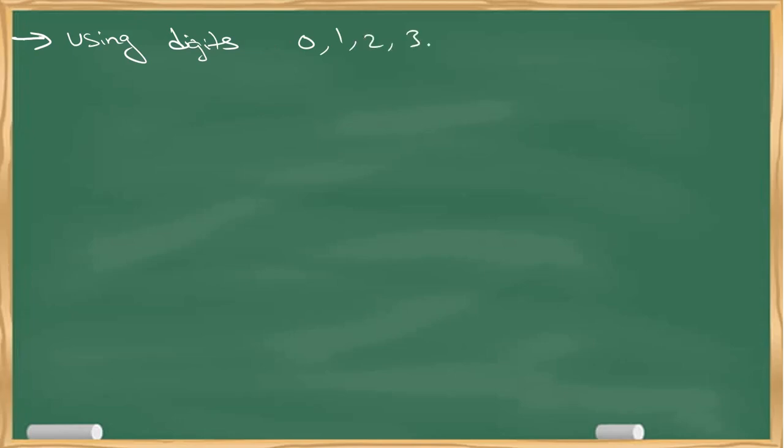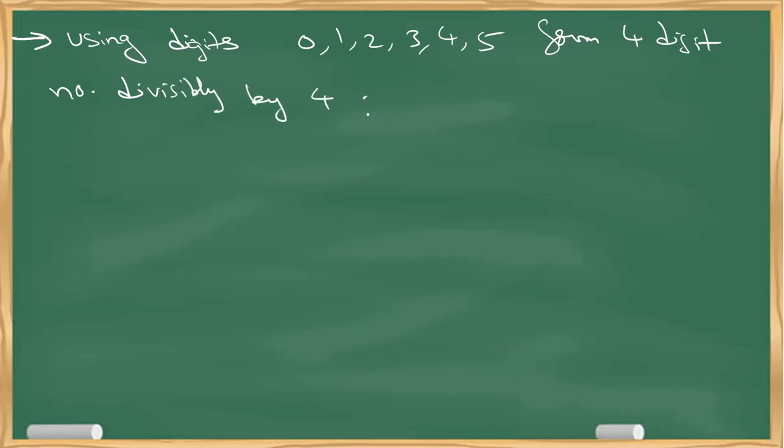0, 1, 2, 3, 4, 5 to form four-digit numbers divisible by 4. In how many ways will these possibilities happen? Do it both without and with repetition. Take some 2 minutes, try to analyze the question, see what they are asking and see if you can get the answer or not.